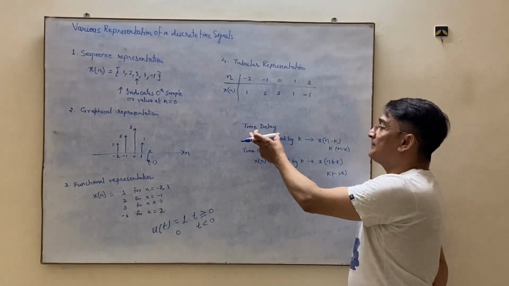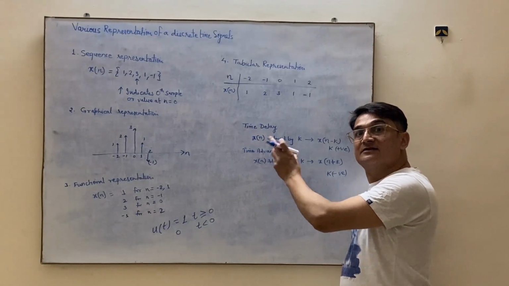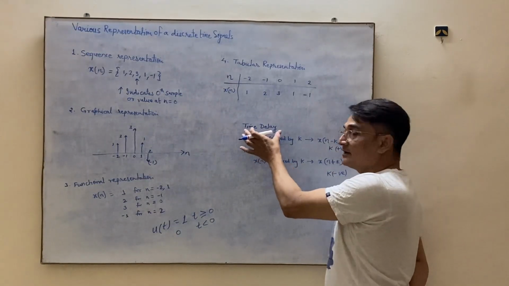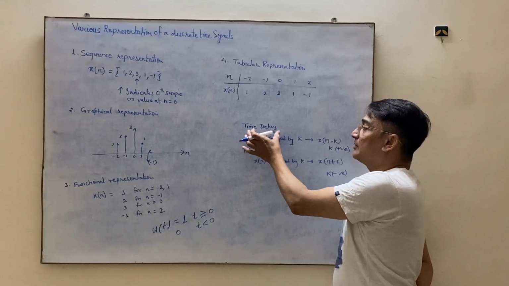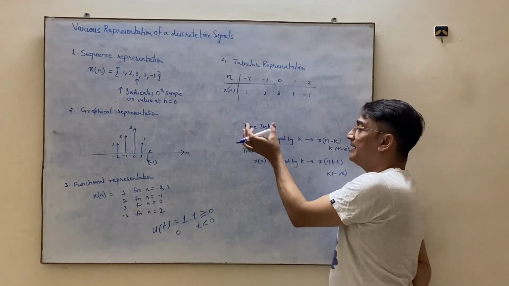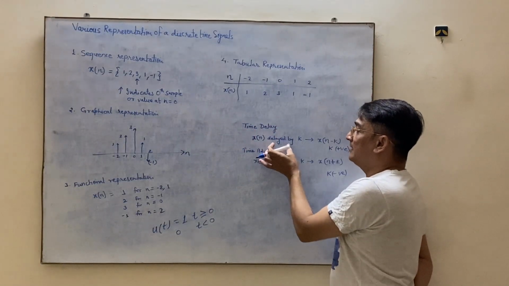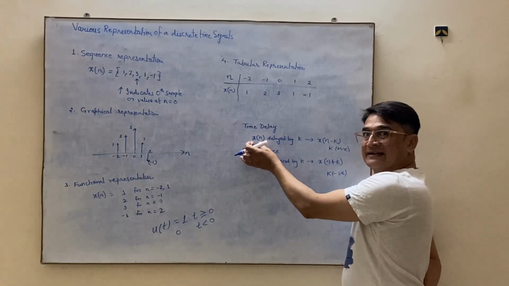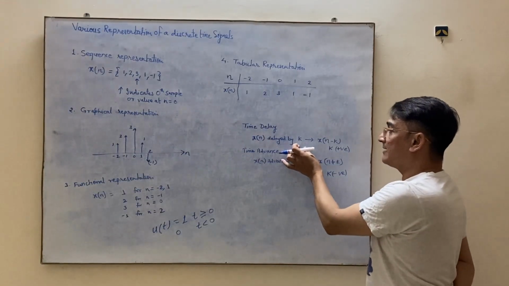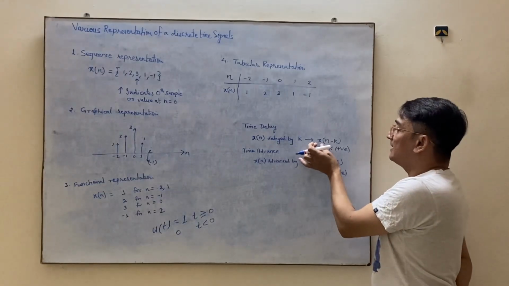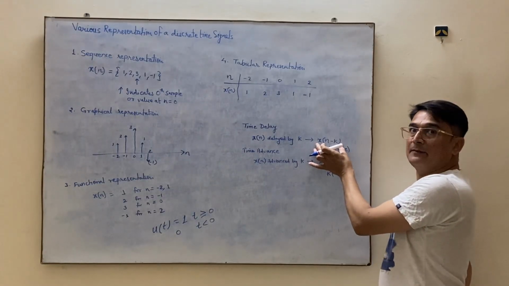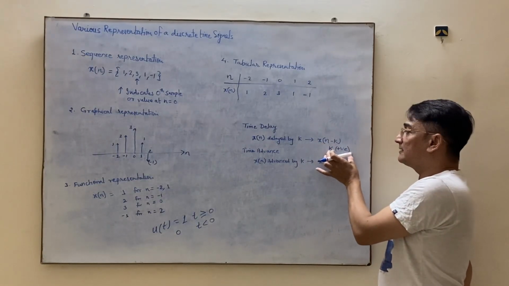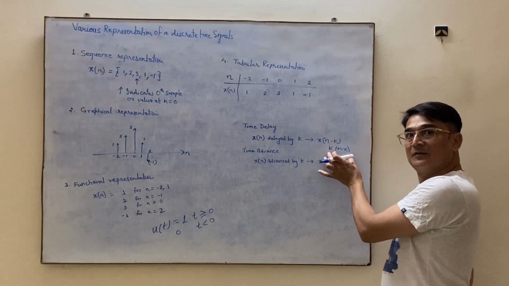One more thing: we have already discussed the shifting property, but in other words I am telling you this. This is known as time delay. That means x of n delayed by k samples. If a sequence x of n is delayed by any k samples, it is represented by x of n minus k. Here the important thing is that k has a positive value.